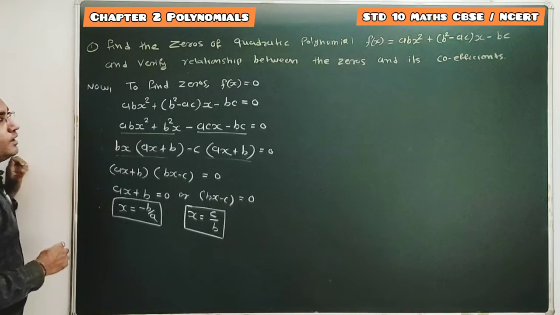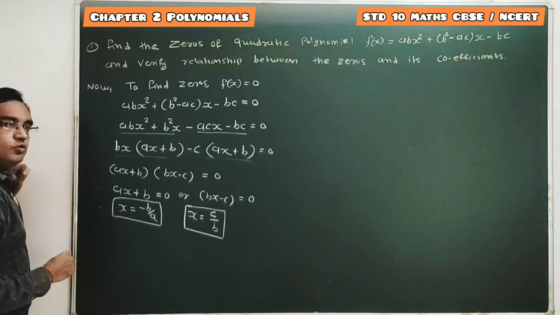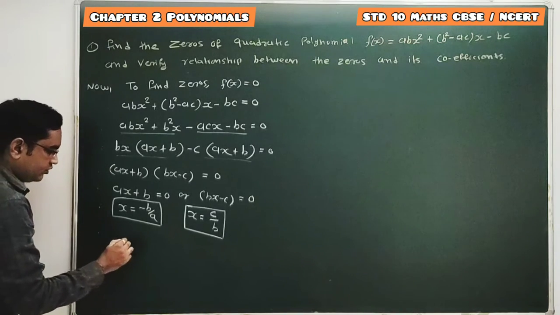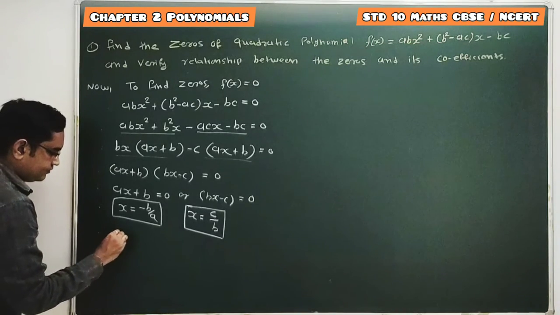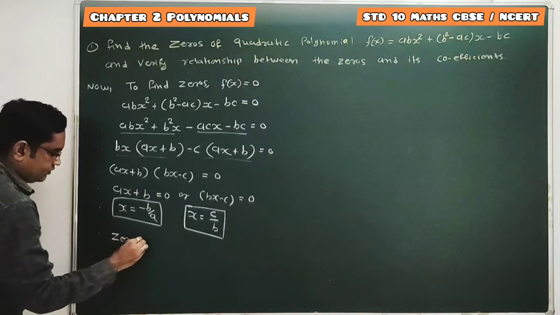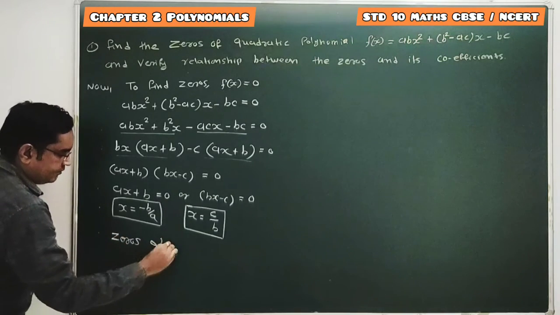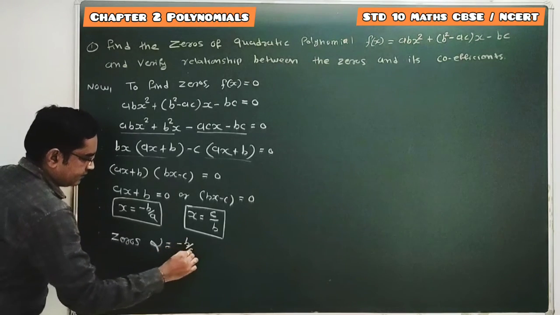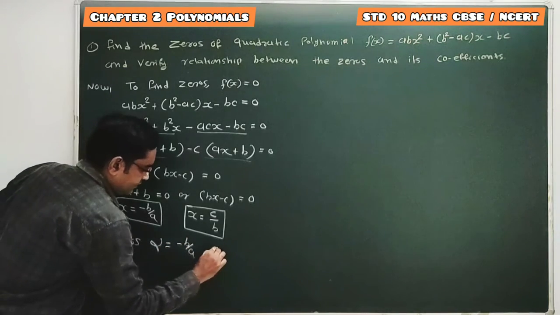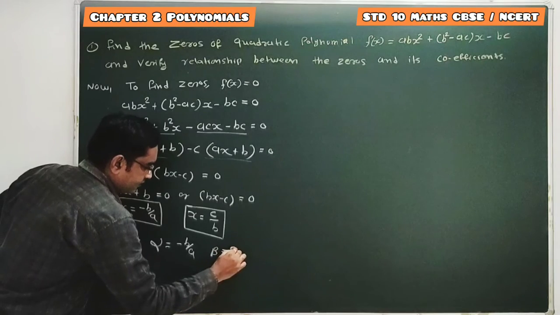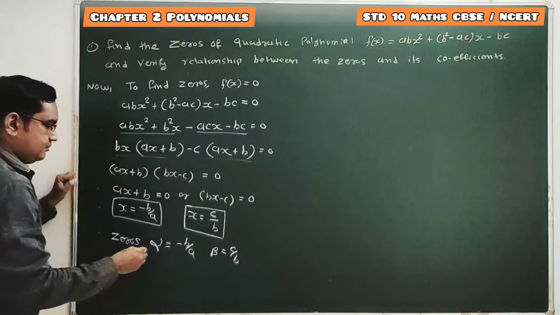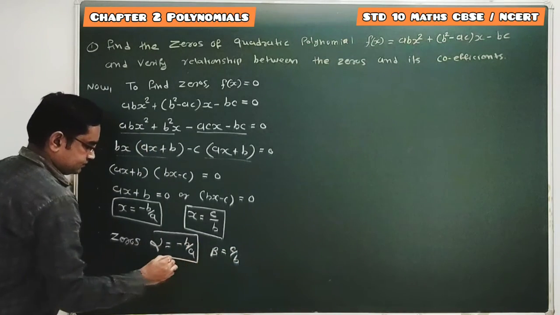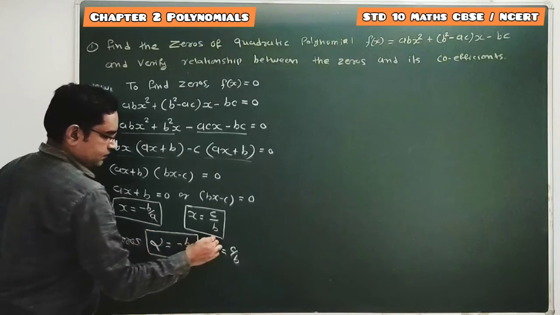As the given polynomial is a quadratic polynomial, two zeros are there, and these two zeros are alpha and beta. Let's say alpha is minus b by a and the other zero, beta, is c by b. Done.